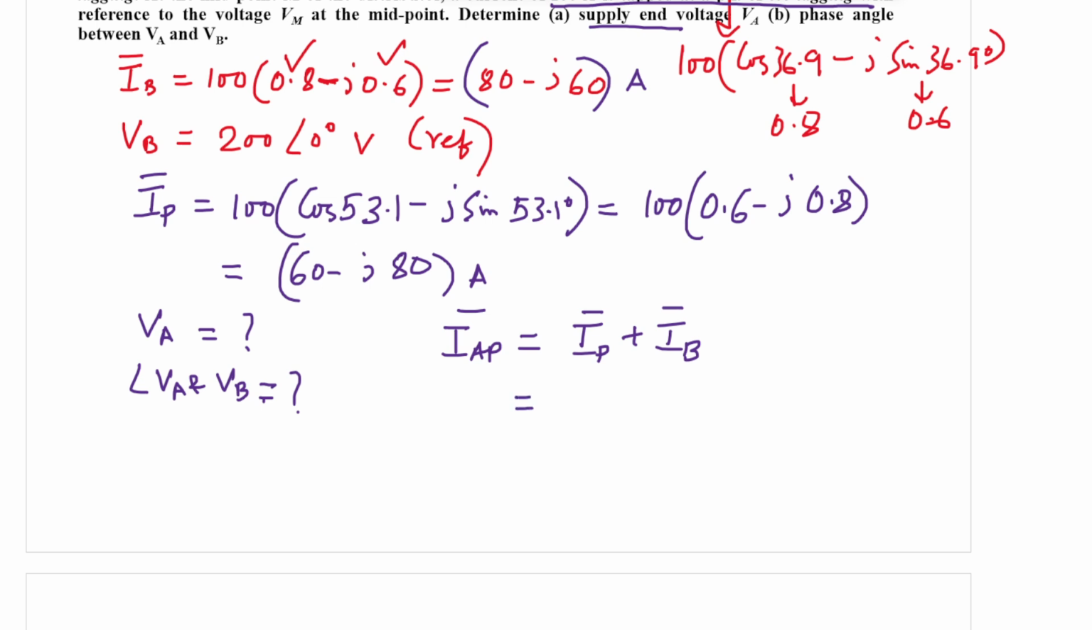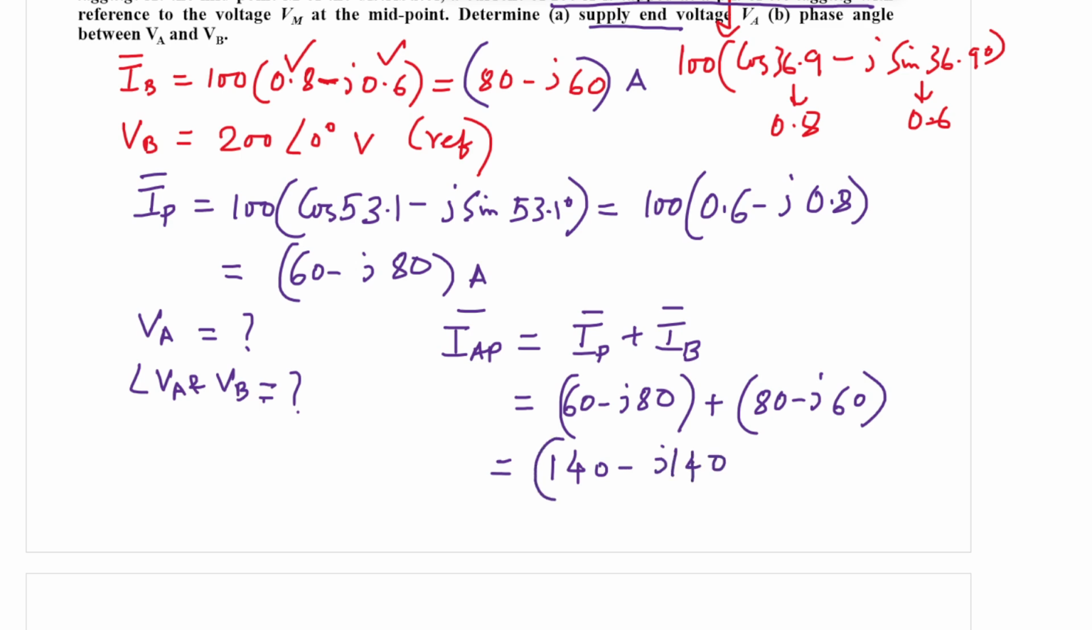So what is IP? 60 minus j80. And what is IB? IB is 80 minus j60. So altogether it will be 140 minus j140 ampere.